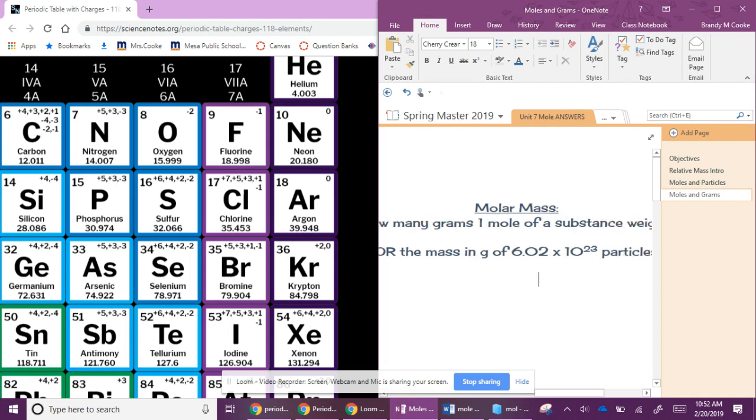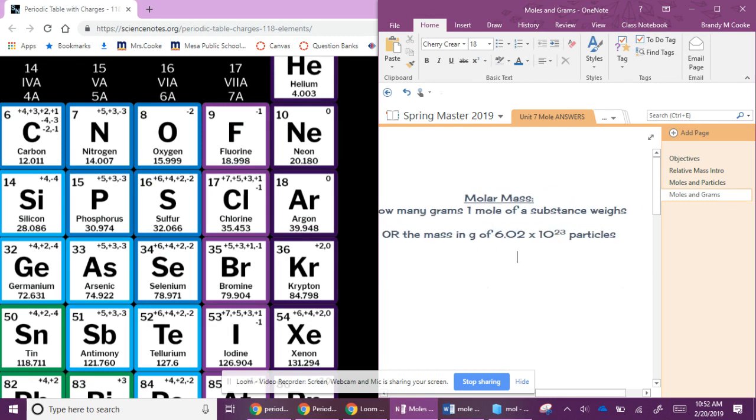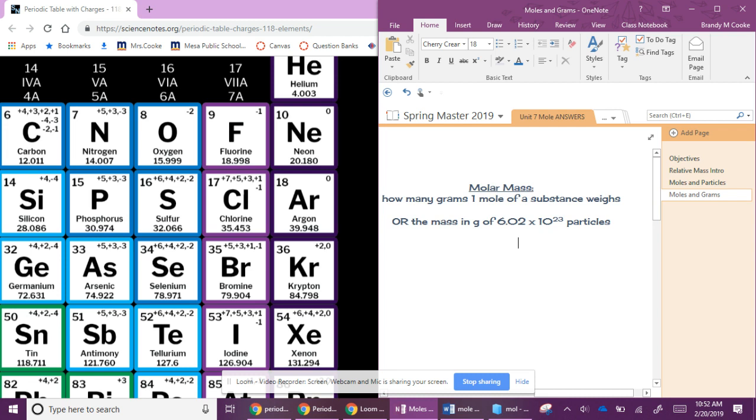So molar mass, we defined in class, molar mass is basically how many grams 1 mole of a substance weighs. So that's our first definition that we have written here. Another way to word that is the mass in grams of 6.02 times 10 to the 23rd particles. So again, this number right here, that's 1 mole. So if I had 6.02 times 10 to the 23rd particles, the molar mass is how much it would weigh in grams.